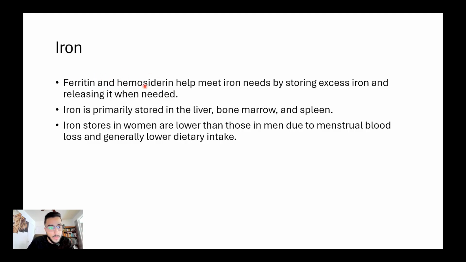Where does the rest go? Well, part of it is going to be stored as ferritin and the other as hemosiderin, and these are just storage units of iron. Okay, and they store it in the cells, and when it's needed, it will be released. The storage of iron is primarily in the liver.